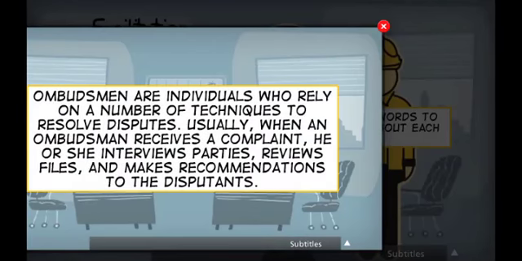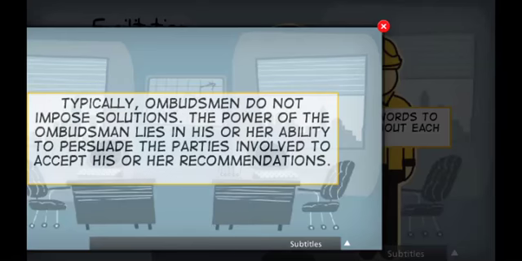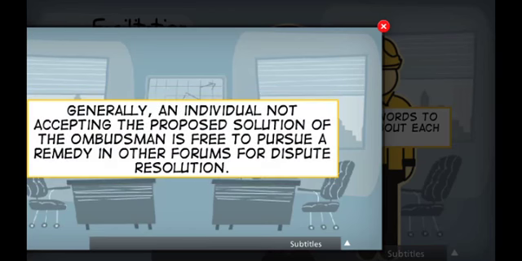Ombudsman. Ombudsmen are individuals who rely on a number of techniques to resolve disputes. Usually, when an ombudsman receives a complaint, he or she interviews parties, reviews files, and makes recommendations to the disputants. Typically, ombudsmen do not impose solutions. The power of the ombudsman lies in his or her ability to persuade the parties involved to accept his or her recommendations. Generally, an individual not accepting the proposed solution of the ombudsman is free to pursue a remedy in other forms for dispute resolution.